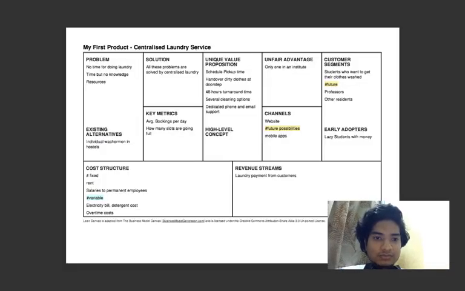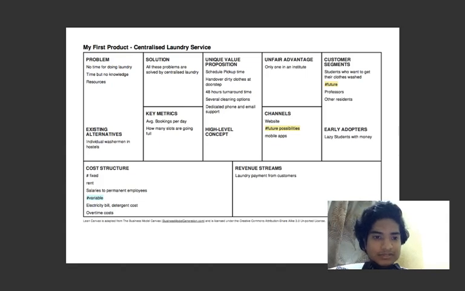Then we move on to the existing alternatives, which we didn't see in the problem. Existing alternatives now are of course the existing washing machines or washing by hand, and also individual washermen who come in the hostels, but they are not so good.